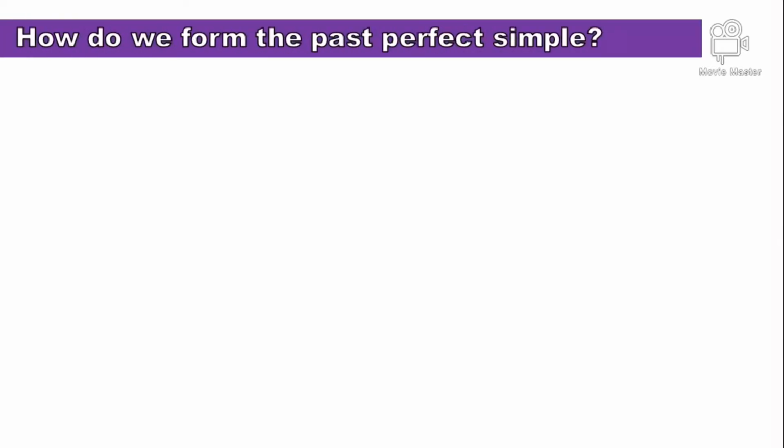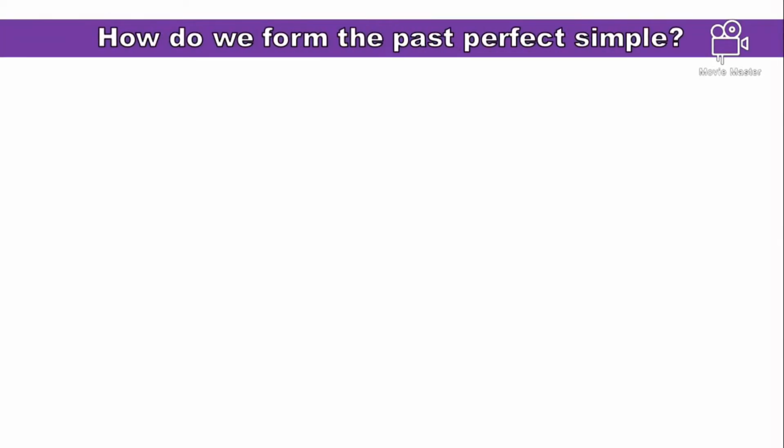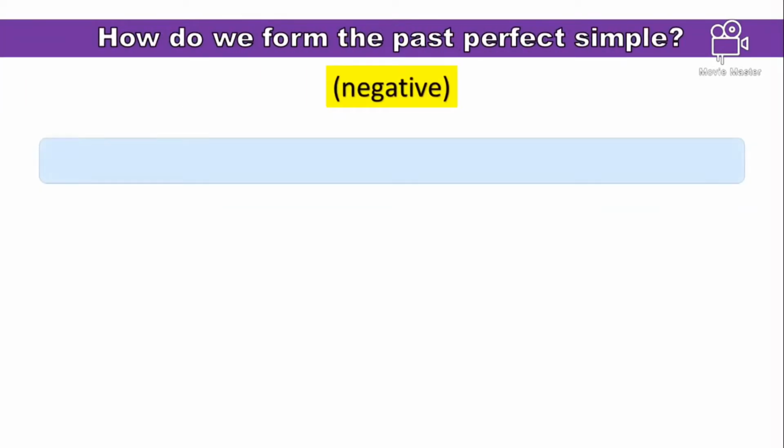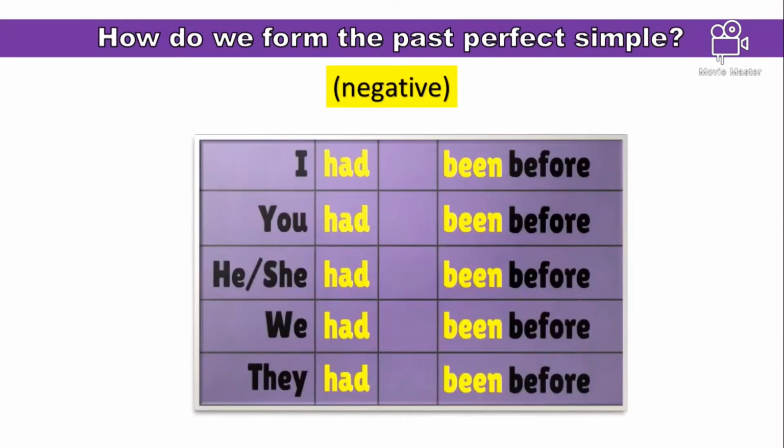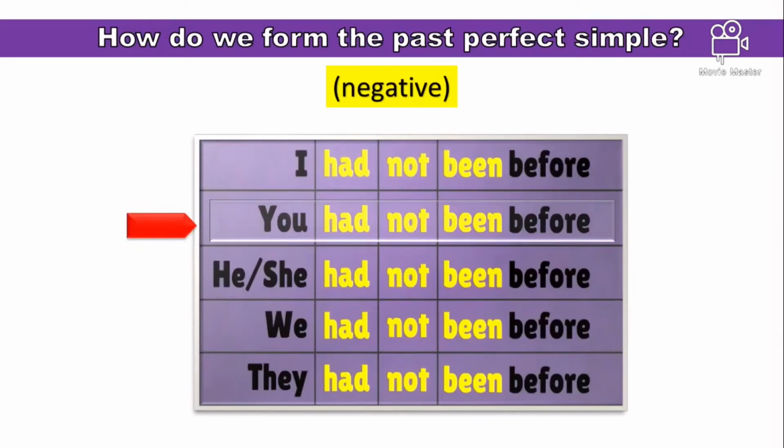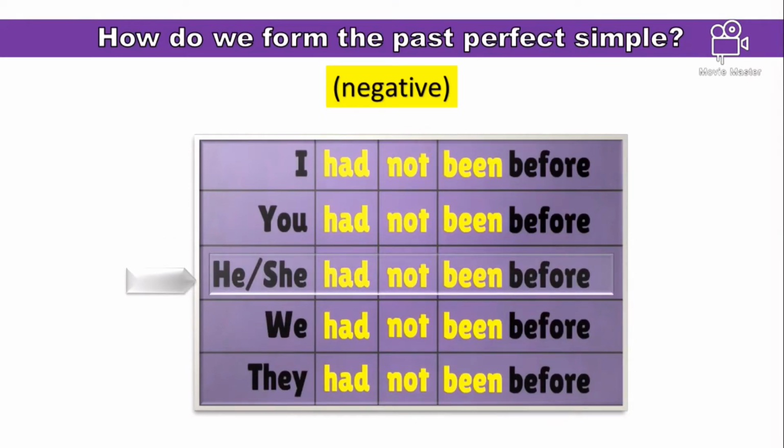How do we form the past perfect simple? Negative. You need subject plus had plus not plus verb 3. I had not been before. You had not been before. He had not been before. She had not been before. We had not been before. They had not been before.